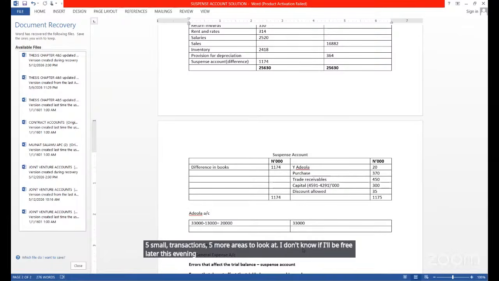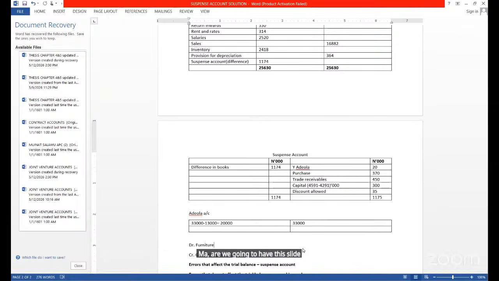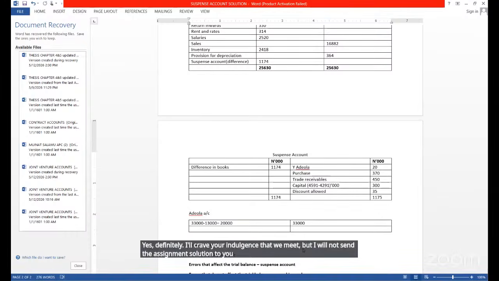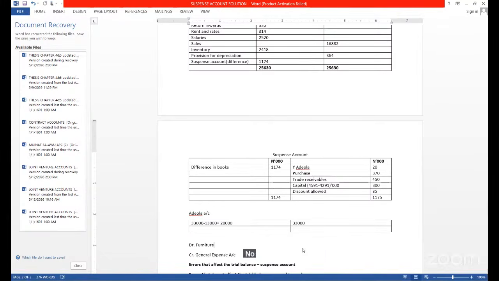Ma, please, are we going to have this slide, please? Yes, definitely. I'll crave your indulgence that we meet, but I will not send the assignment solution to you. It's an assignment, so do it.